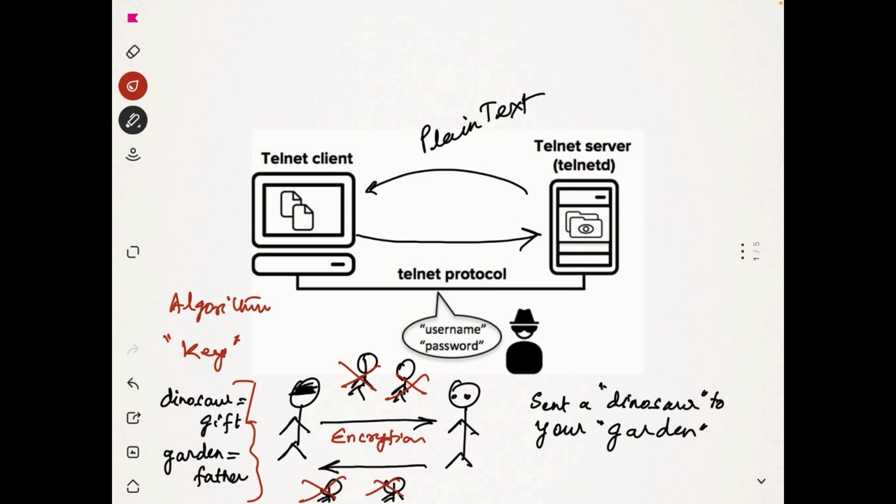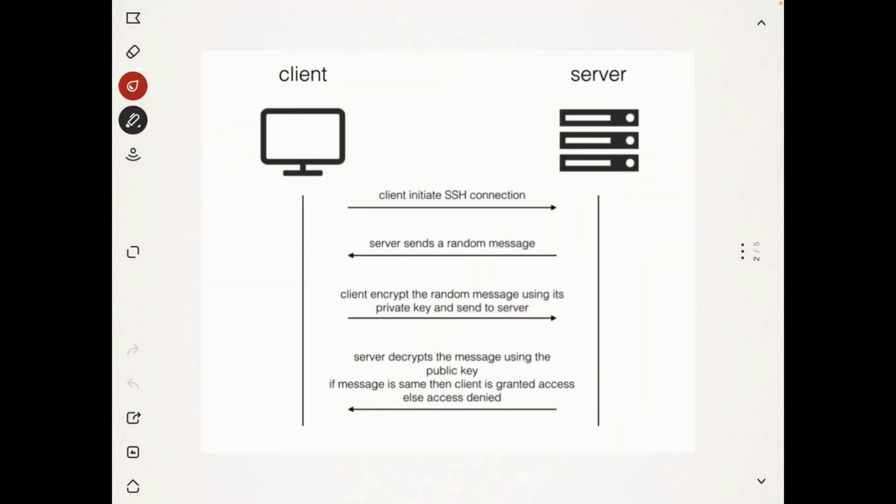So this kind of communication is called encryption, where you mask the meaning of certain words or certain parts of the messages and send it to the other person who knows the meaning because he has a key or a map. So the same thing happens with SSH.